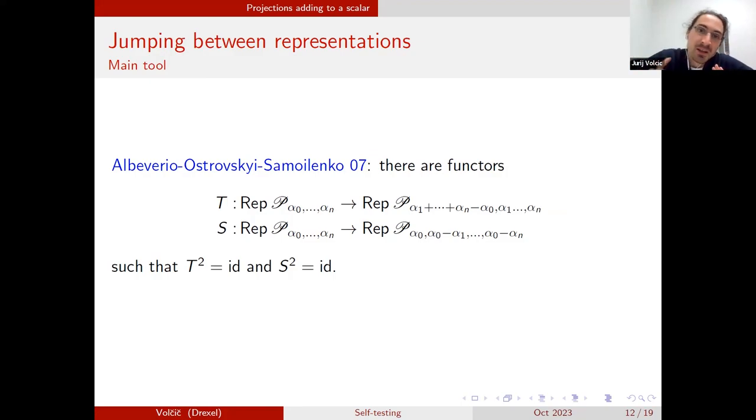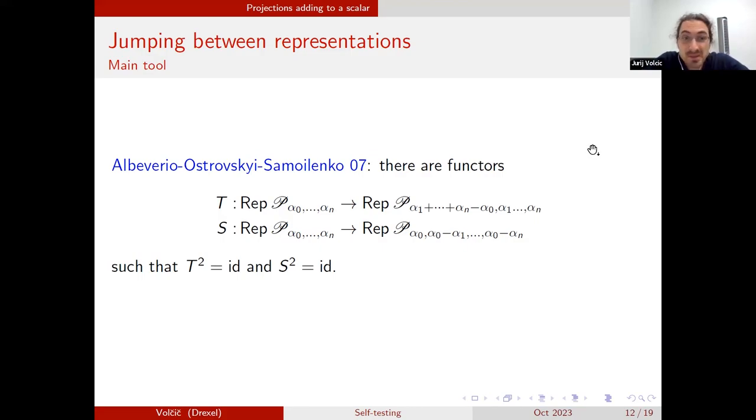What's the idea here? The idea here is that if I understand projections that satisfy this relation, and if I have a bijection to some other parameters, then if I understand one, I also understand the other one. So maybe we only need to know some initial case, the behavior for some initial values of alpha zero, alpha n, and then maybe we can start combining these maps, and we get knowledge also about how these projections look like that satisfy some other linear relations.